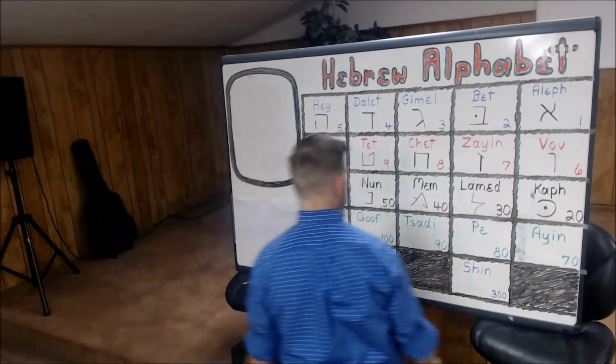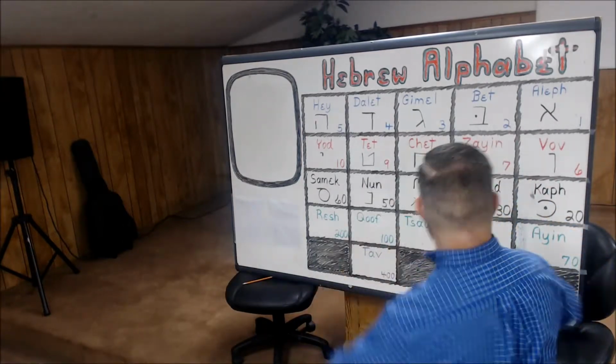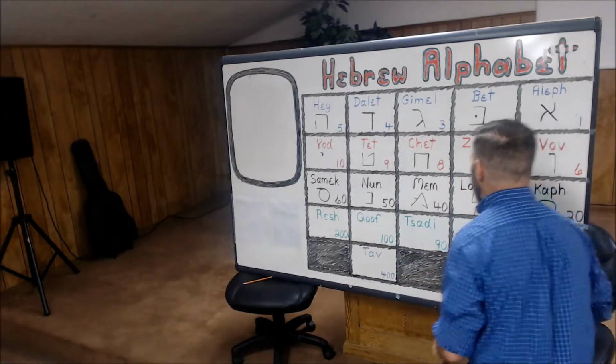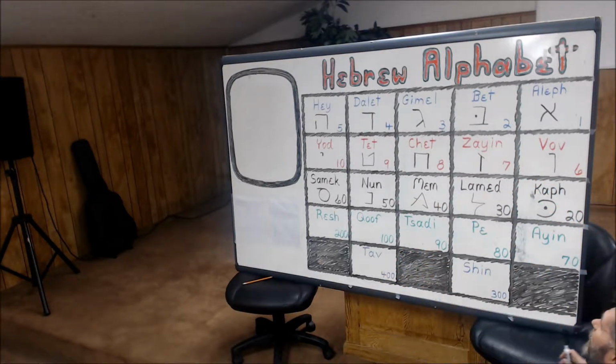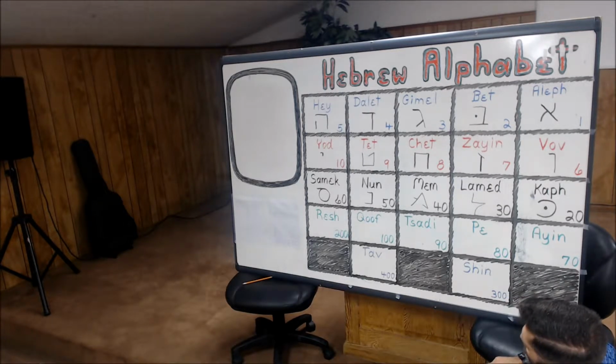Let's say them again, what we have so far. Alef. Bet. Gimel. Dalet. Hey. Vav. Zayin. Het. Tet. Yud. Kaf. Lamed. Mem. Nun. Samech.